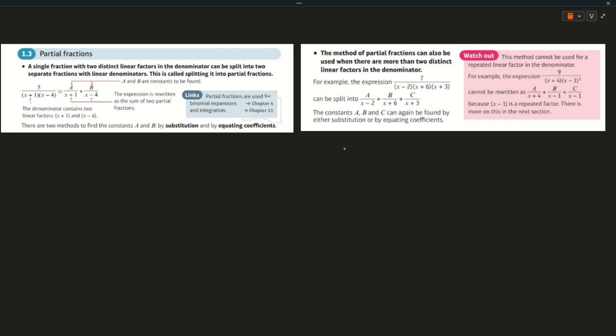Right here it doesn't look like it's really coming up in a whole lot, but trust me, in chapter 11, integration, this is going to be a big skill that you need to learn. So let's get straight into it.